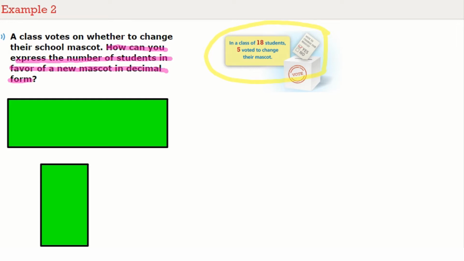First, we need to write this as a fraction. It says, in a class of 18 students, 5 voted to change their mascot. Now, when we write fractions, you have to make sure you put your total or your whole in the denominator. So 18, that's the total number of students in the class. So that will go in our denominator. Then we have 5 that voted to change the mascot. So we put that in the numerator.